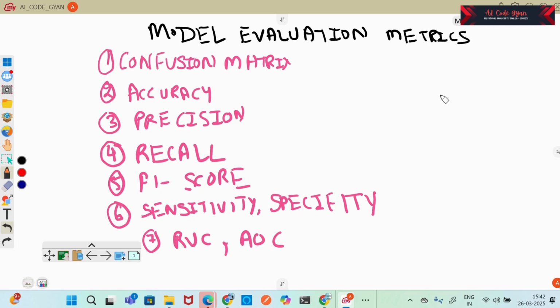About model evaluation metrics. So today we are going to study these factors which determine the performance metrics, evaluation metrics, for a machine learning model. So let us start with the confusion matrix.